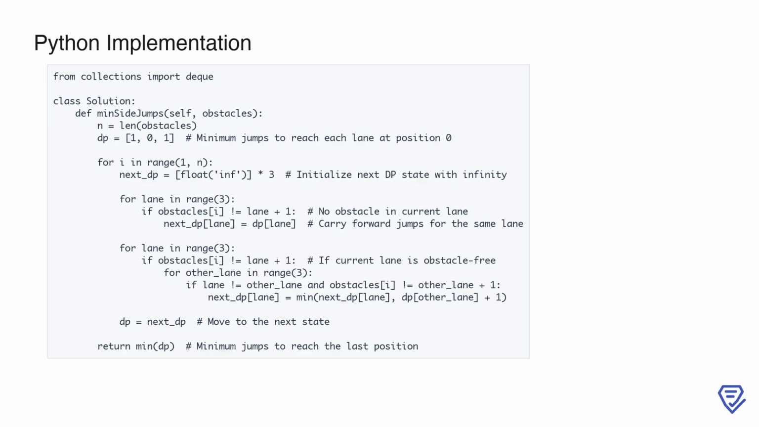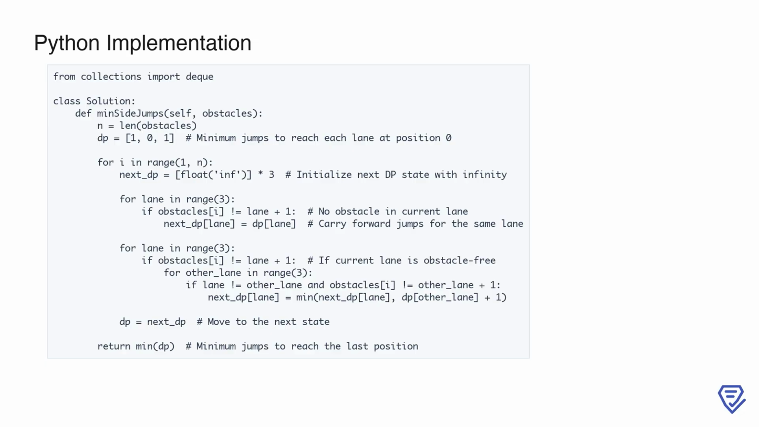We iterate through the positions in the obstacles array, and for each position, we calculate the minimum jumps required to reach each lane in the next position. A temporary array next_dp is used to store these values, initialized with infinity to represent an unreachable state. For each lane, if it is obstacle-free at the current position, its jump count is carried forward to the next position. Then, we check all other lanes and update the minimum jump count to the current lane, considering the possibility of a side jump from those lanes.